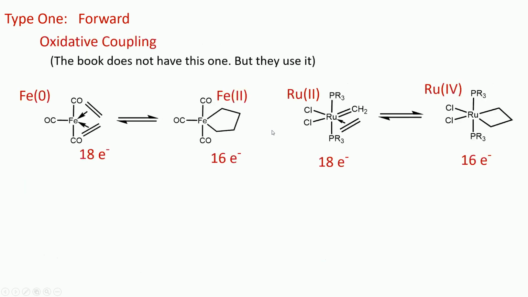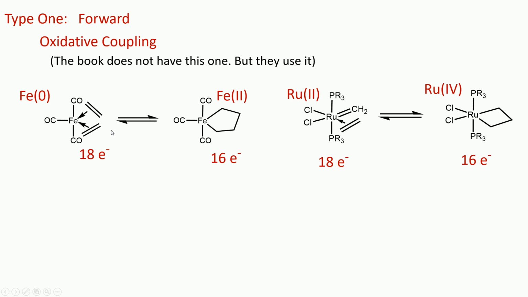Okay, next one. This one is not in the book, but the book uses it. And it's an important one as well. It's when you have 2 neutral ligands and you're going to form a bond between the ligands, which ends up oxidizing the metal. So here I have 2 alkenes coordinated to an iron 0. They can undergo a reaction.